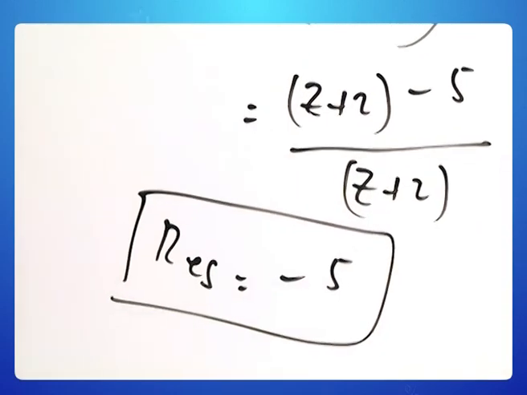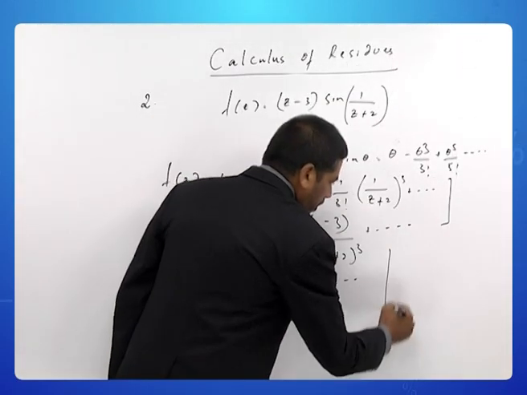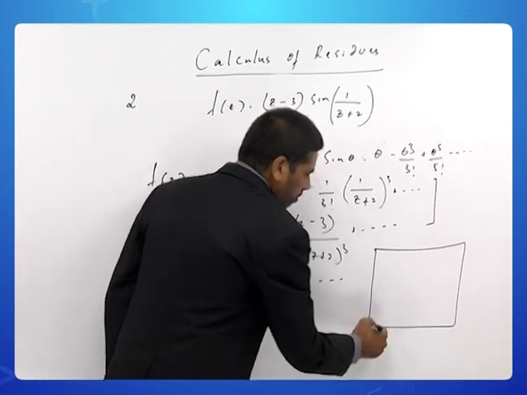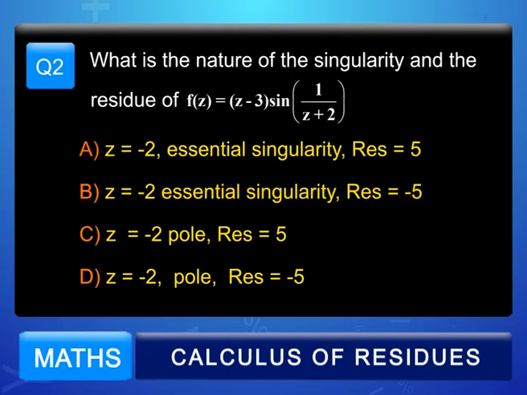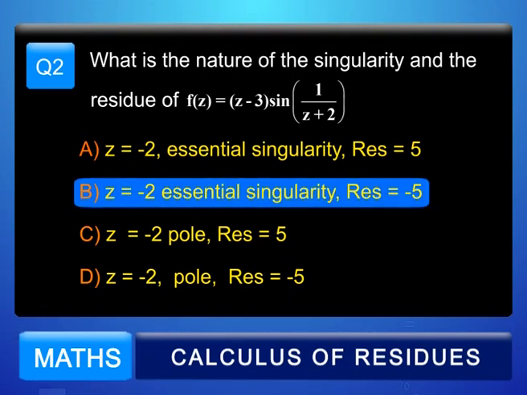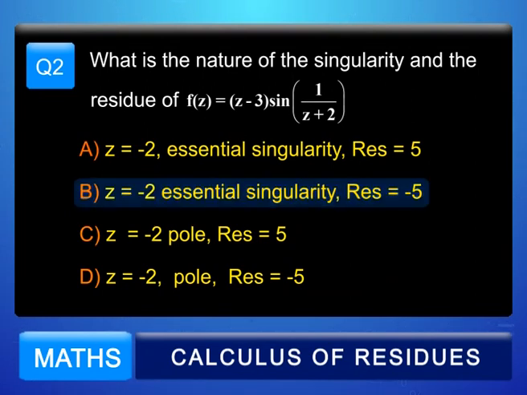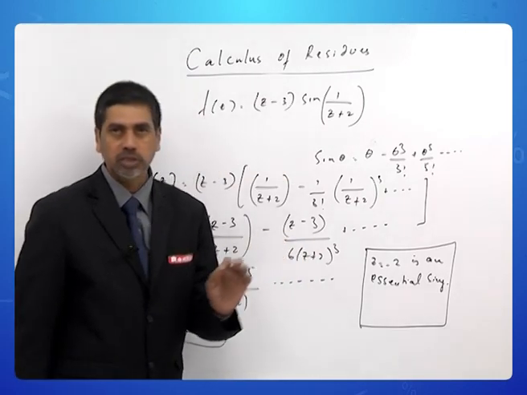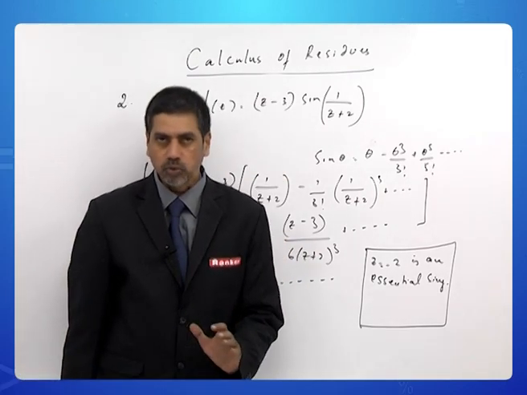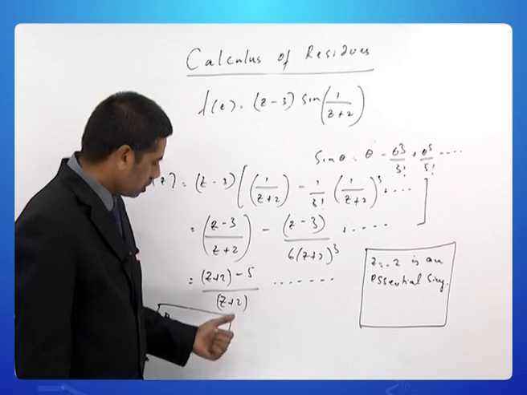So the result is z is equal to minus 2 is an essential singularity. This is the first question that we have to answer. Number 2, the residue is minus 5.